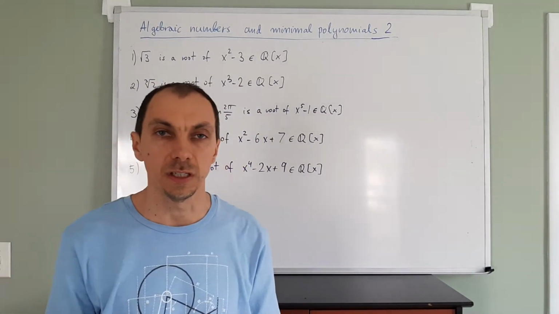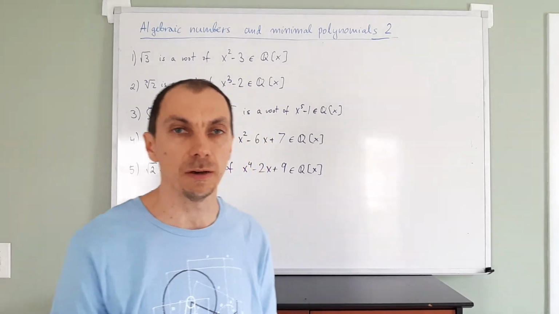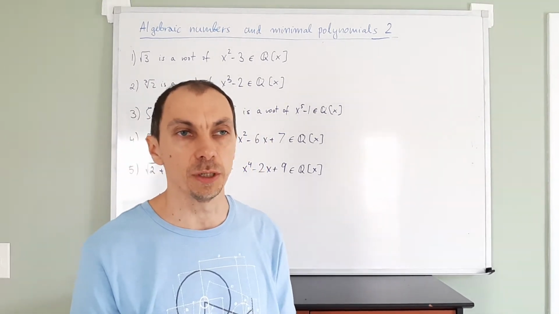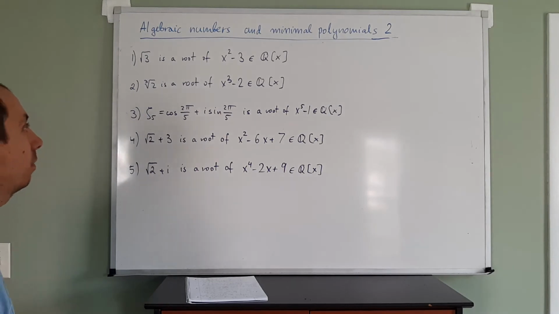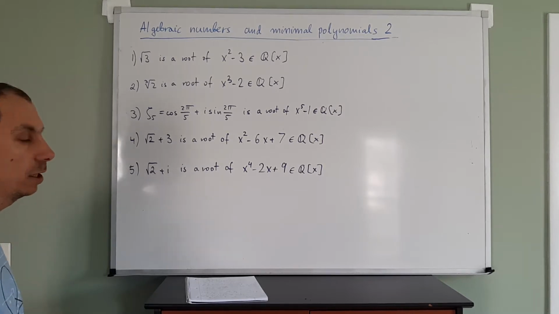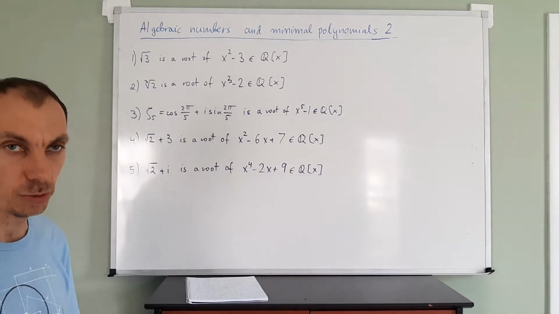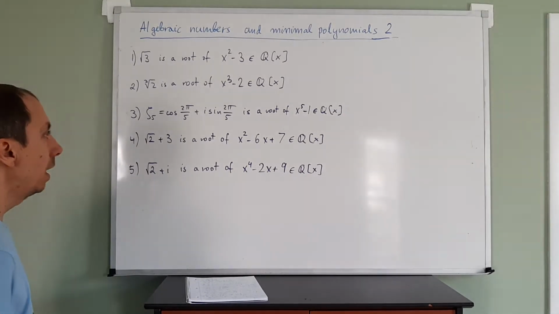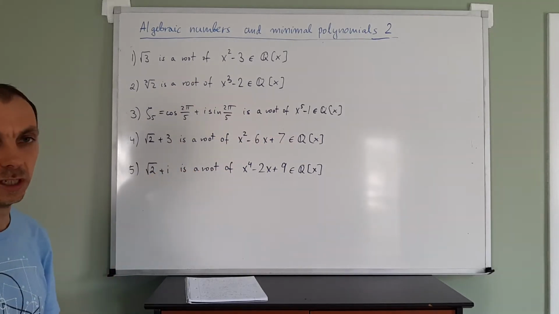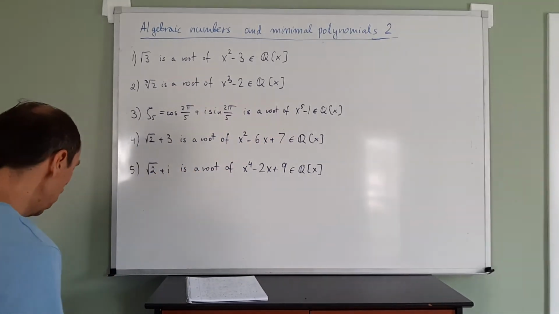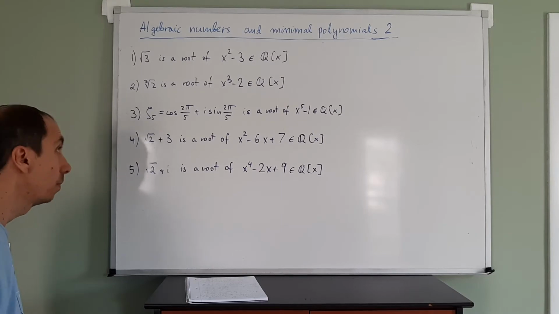Welcome to the second part of the video about algebraic numbers and minimal polynomials. In the last video we found that these five numbers, radical 3, cube root of 2, zeta 5, radical 2 plus 3, and square root of 2 plus i are all algebraic numbers, which means algebraic over Q. And in fact, we did this by finding polynomials that these numbers satisfied, and these polynomials had coefficients in Q.